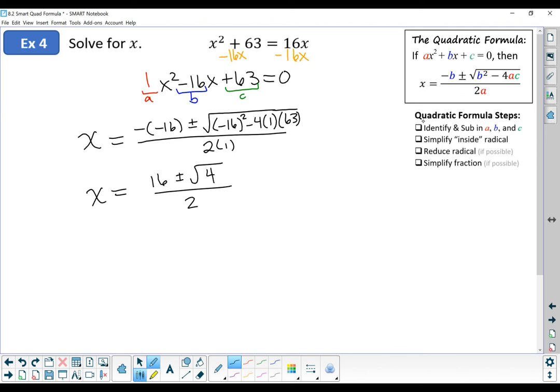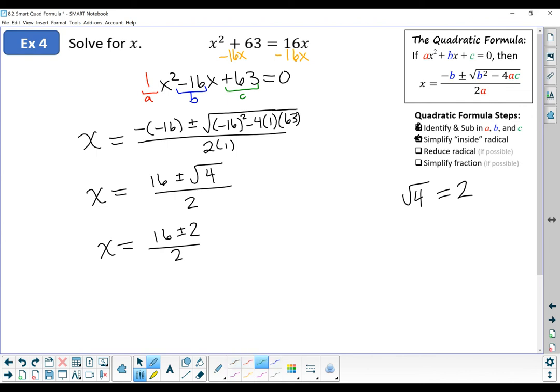Interesting. All right, so we identified our a, b, and c. We simplified that inside number. We're ready to reduce our radical. Well, I don't even need a calculator for this one, but you could use your calculator if you want. The square root of 4 is 2. So we're going to substitute a 2 in, and that 2 does not have a radical. 16 plus or minus 2 over 2.